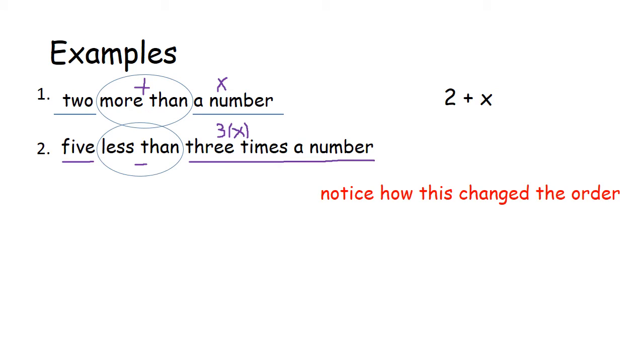So this statement can be translated into 3x minus 5. Since we have less than, that means we have to switch the order of the statement that comes before the words less than and after the words less than. That means that when I translate this statement into a mathematical expression, I'm going to have to start with whatever comes after less than, which is 3x. And then whatever comes before less than is going to come at the end.